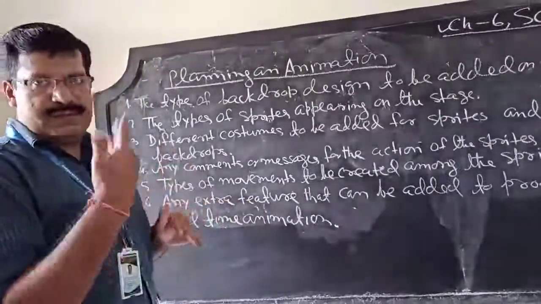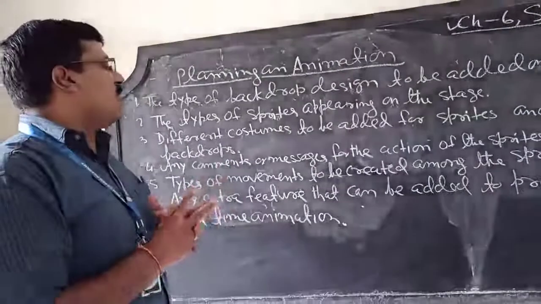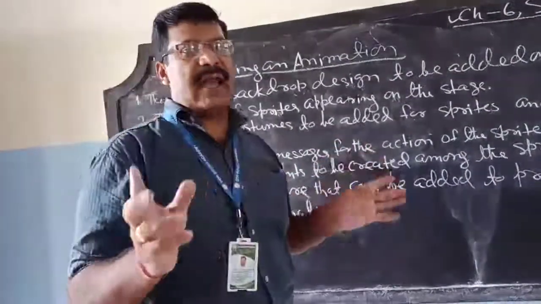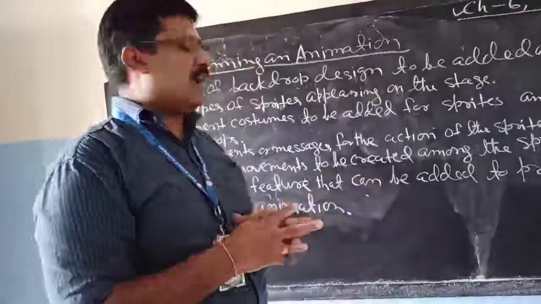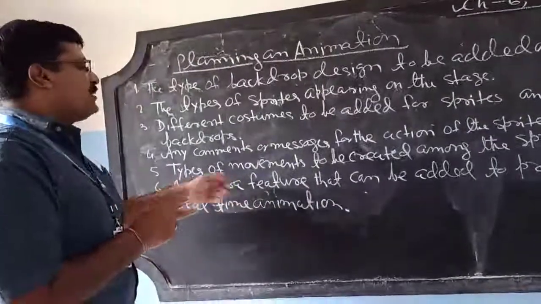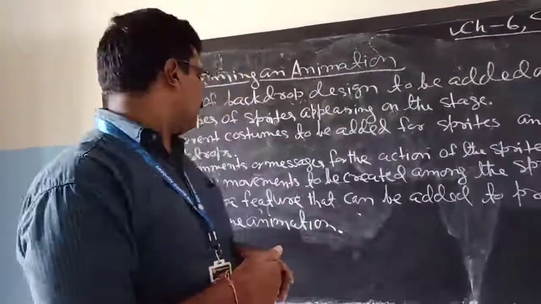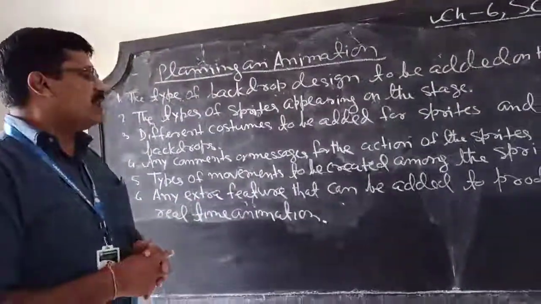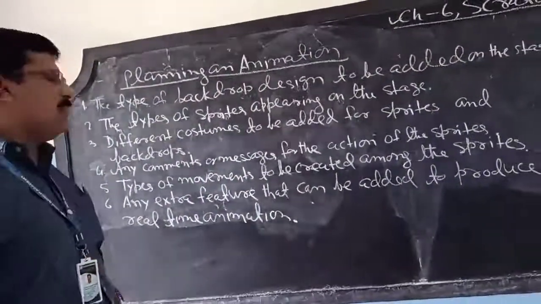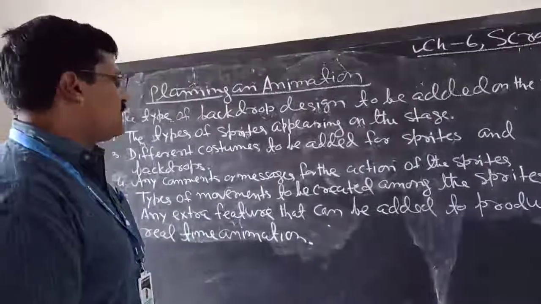And backdrops, the background. Fourth, any comments or message for the action. About the action, if you want to type any comments, they can be used. Fifth, types of movements to be created among the sprites. What movements you want, you can take. Sixth, any extra feature that can be added to produce a real-time animation, you can add the extra feature.